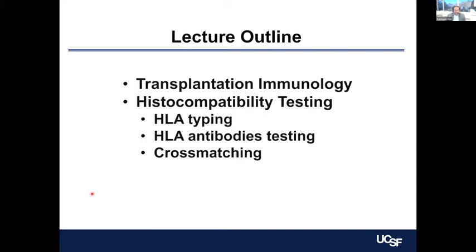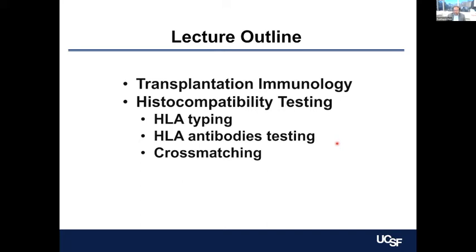Then, what are the basics of histocompatibility testing? We do only three types of testing in HLA labs. We do the typing for the matching. Then we do antibody testing to identify whether the patient is sensitized to HLA through previous modes like transplantation, pregnancies, or sometimes transfusion. Then ultimately we perform the donor-specific cross-matching.